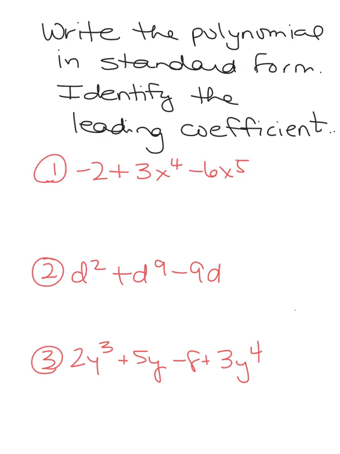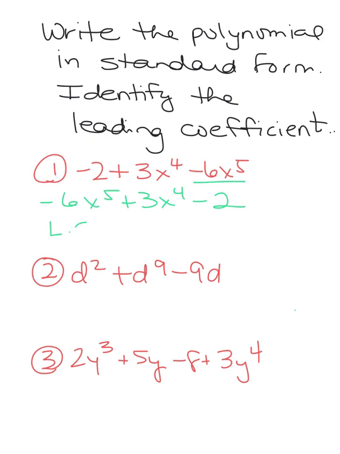Now remember, standard form is we're going to go descending order from our largest exponent to our smallest. So in number 1, our highest exponent here is negative 6x to the 5th. So I'm going to write negative 6x to the 5th. And then I have 3x to the 4th. Now I don't have an x to the third power or the second power or the first power, which is fine. I just don't write anything. And then my constant is last, negative 2. So that's that expression in standard form.